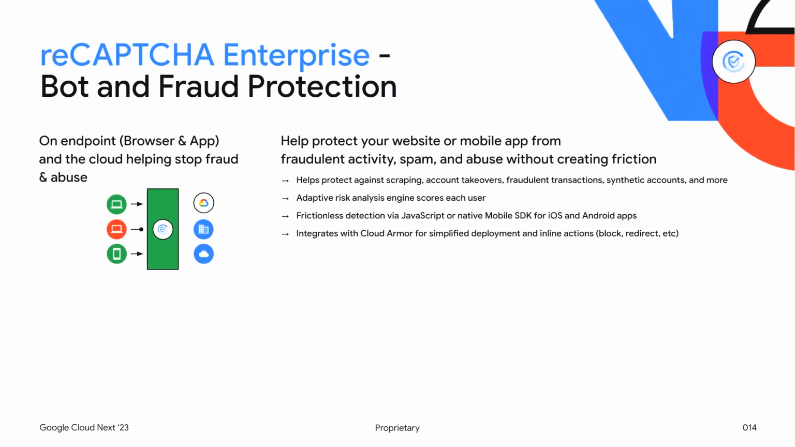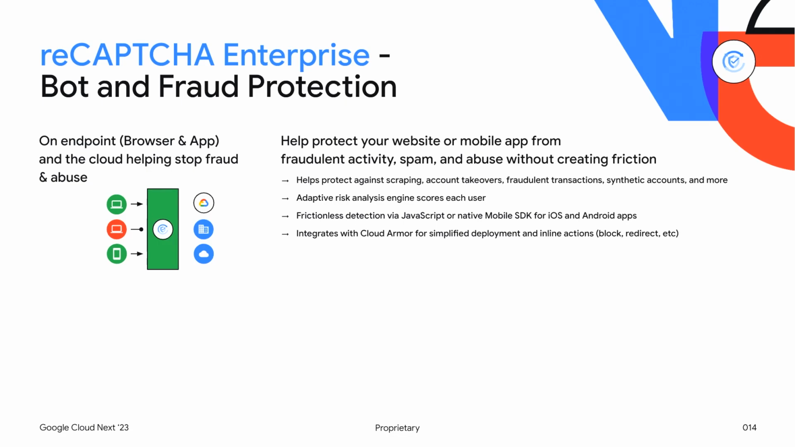The next thing is reCAPTCHA Enterprise. So this helps protect global front ends from fraud and abuse. It combines a global cloud service with code on the endpoint to help detect and stop fraud and abuse. It has an adaptive risk scoring system, so if you think someone's a little sketchy, you can send them a second factor authentication.